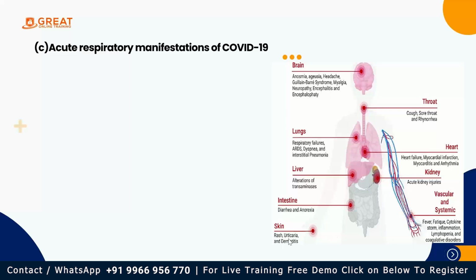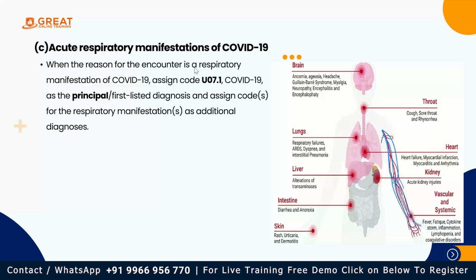And in case of skin, we have rash, urticaria, and dermatitis. In case of the intestine, diarrhea and anorexia. In case of the liver, alterations of transaminases. And in case of the lungs, respiratory failure, ARDS, dyspnea, and interstitial pneumonia. These are manifestations of COVID-19, and we have a separate coding guideline for acute respiratory manifestations of COVID-19.